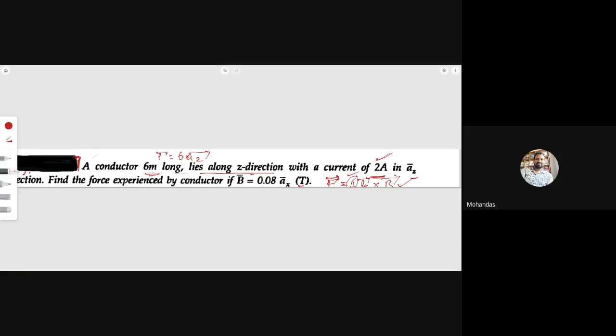It's a simple problem. What is the answer, Venu? 0.96 AY. Very good. 0.96 AY. Venkatesh, 272. Sir, I got 0.096, sir. You got 0.096?